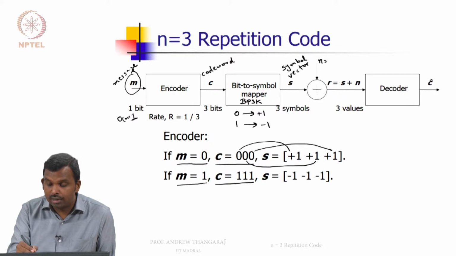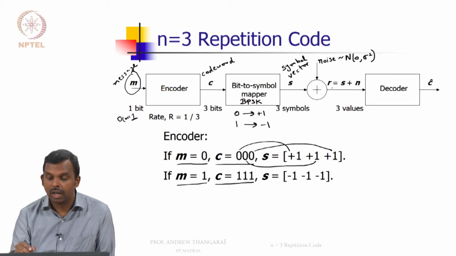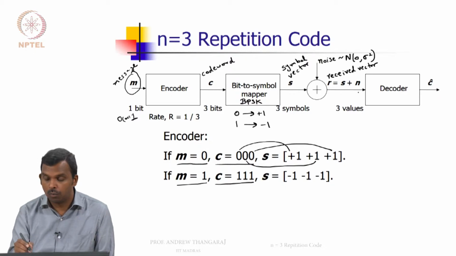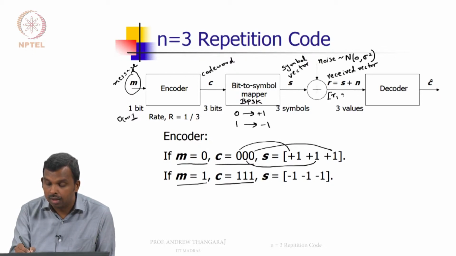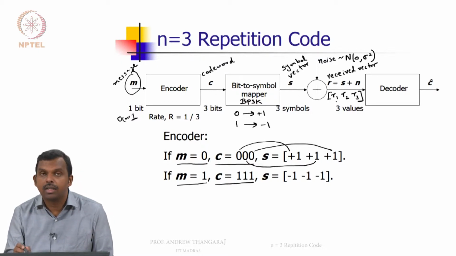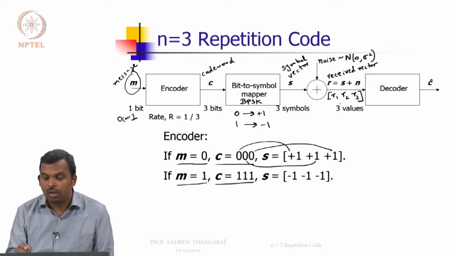And then of course you have noise. Like I said, it's normal with mean 0 and variance sigma squared. So it's a Gaussian distributed random variable, and you have your received vector as s plus n. So this is the received vector, and that's what you get. There will be 3 received values here: R1, R2, R3. Because of the noise, these R1, R2, R3 could be any value. It could be 1.1, -0.8, -1.1, like we saw before. So you will have all sorts of values here.